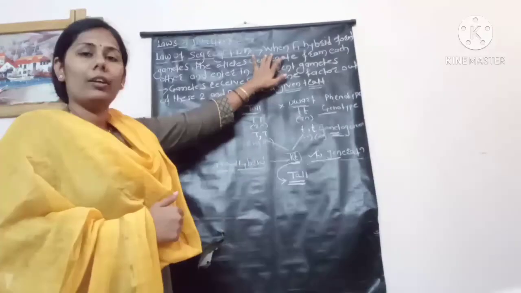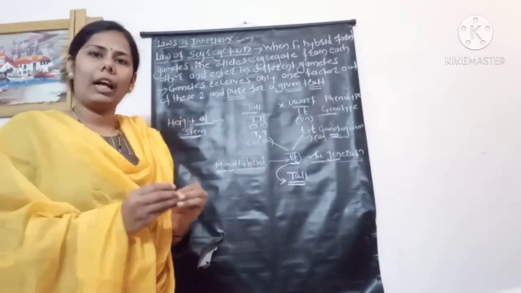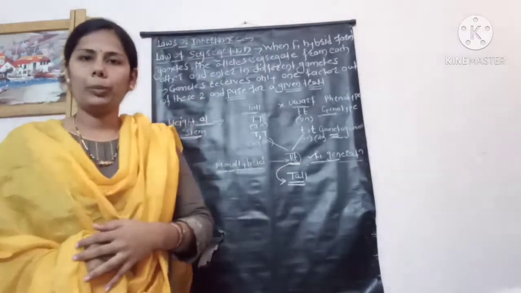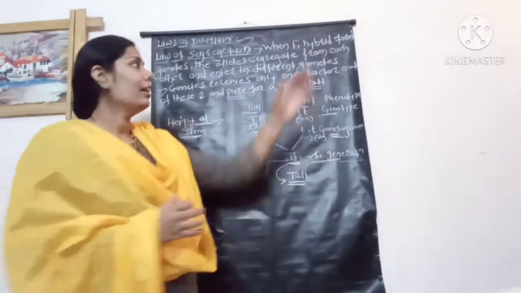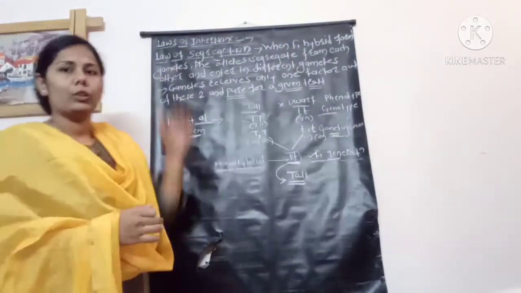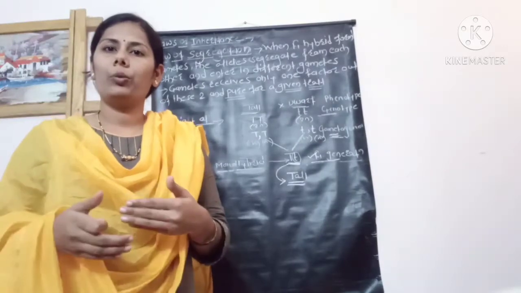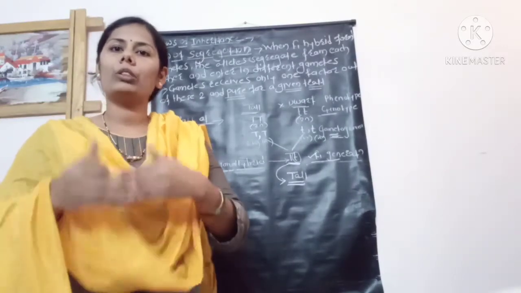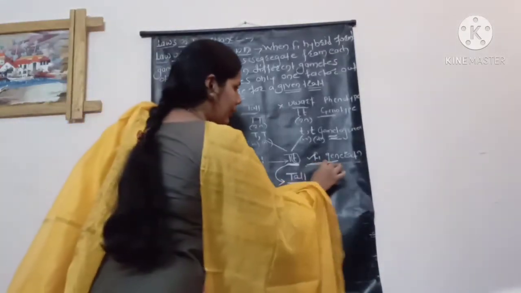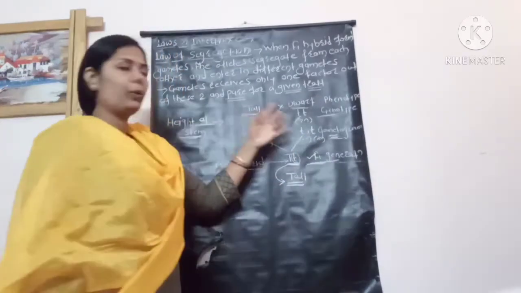When F1 hybrid, our F1 hybrid or F1 offspring, forms gametes, when it undergoes selfing again, that is the next stage after formation of the F1 generation. The F1 generation we got in a cross between two pure parents.